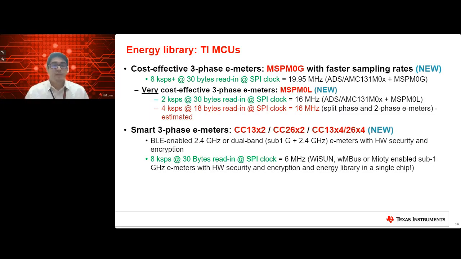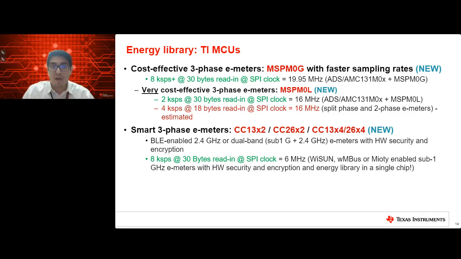So as I said, this energy library is MCU agnostic. We've been able to get it working on a couple of different MCUs here. For our cost-effective three-phase meters, we chose to go with the MSP-M0G. We've been able to successfully get up to 8 kilosamples per second plus at 30 bytes read-in and with a SPI clock of 19.95 megahertz. We've been able to get that working with the CT design, and we recently were actually able to start seeing it with the AMC design as well.